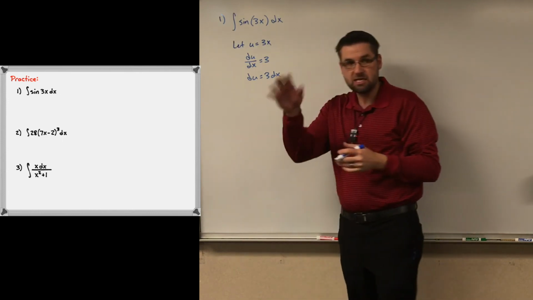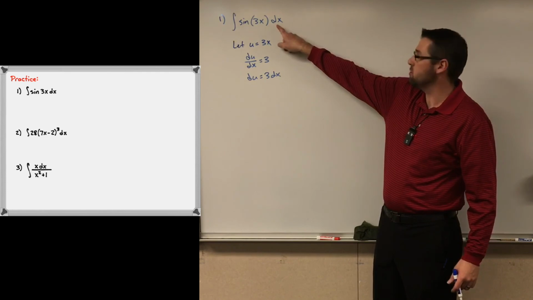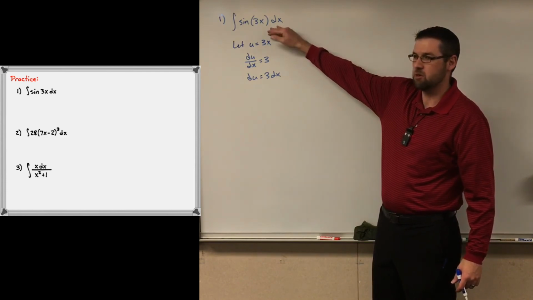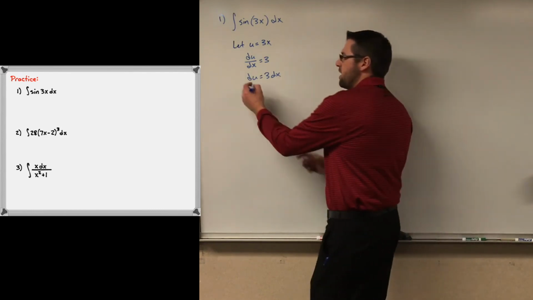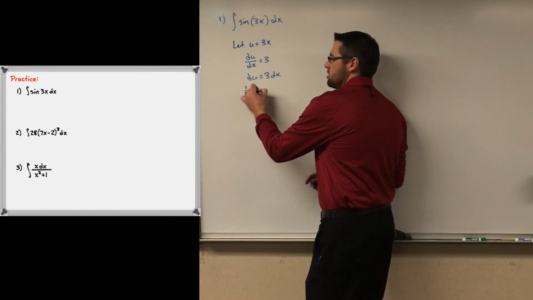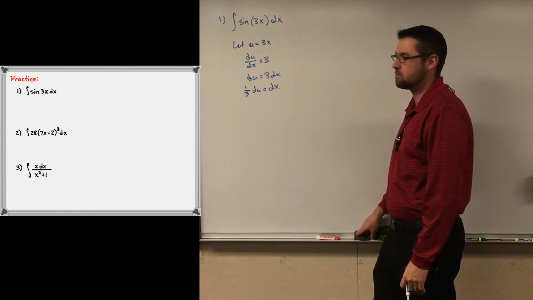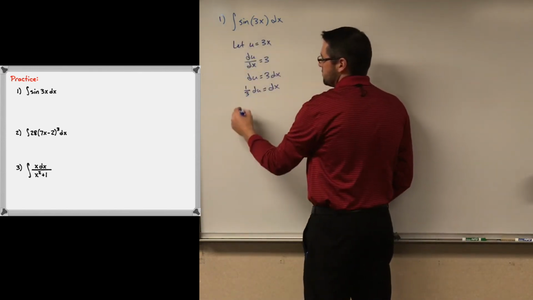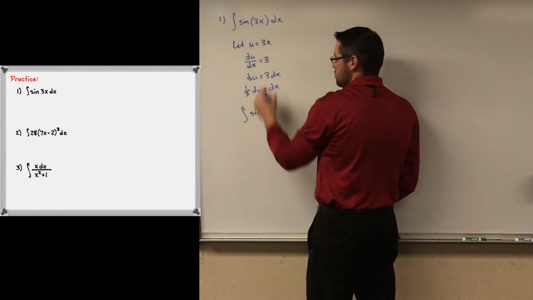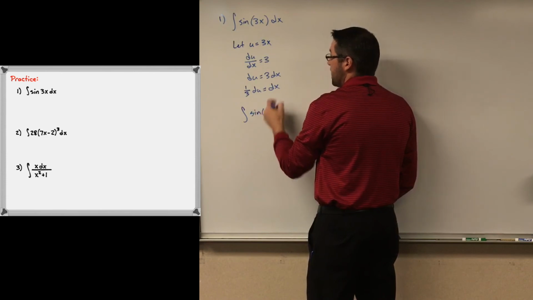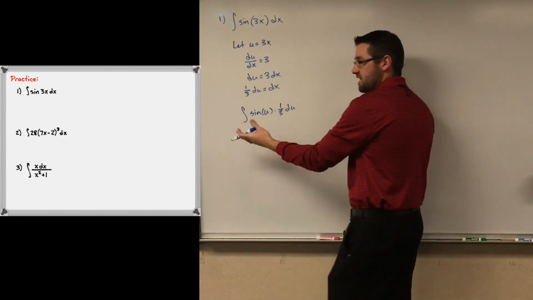Now some of you guys were saying du over 3, right? Look at our original. Do you ever have the dx over a number? No, you always just wanted to say dx or du at the end. So let's rewrite it as 1/3 du equals dx. So then now we plug in, so it'll be the integral of sine of u, and then what's in place of dx? 1/3 du. So that's that.